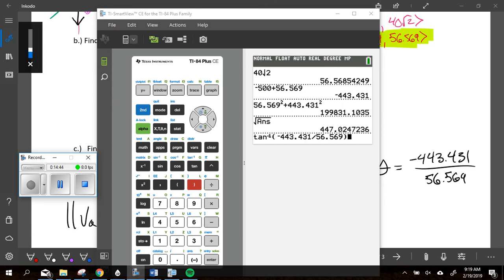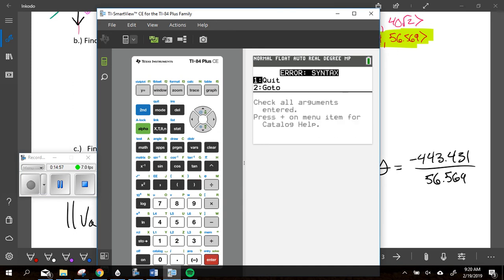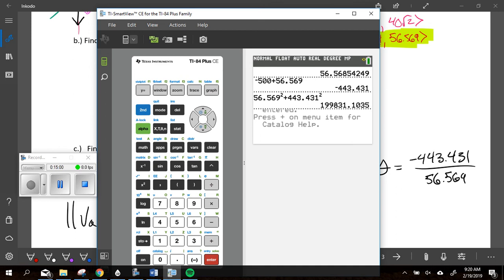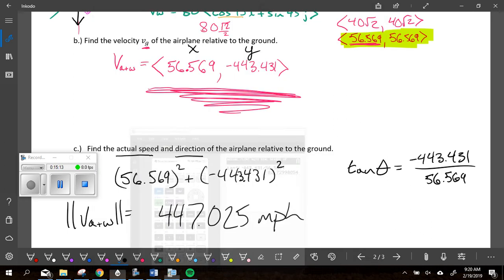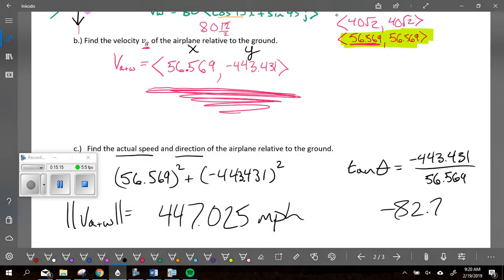We're typing that in. We're trying to figure out those numbers. So I did inverse tangent of negative 443.431 divided by 56.569. I typed that in. I hit enter. No, I hit a negative sign, which is going to throw everything off. Let's try that again. Delete that. There we go. Hit enter. My actual answer is negative 82.73 degrees. Does it make sense that my angle that I ended up with was negative 82 degrees?